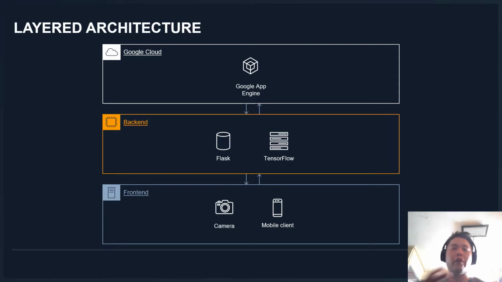So for the front end, we'll be using Google's framework for mobile devices, Google Flutter. And for the backend, we'll be using Flask, which utilizes Python, and Tensorflow, similarly Python as well for the image recognition. And the backend will then be hosted on a Google product known as Google App Engine.